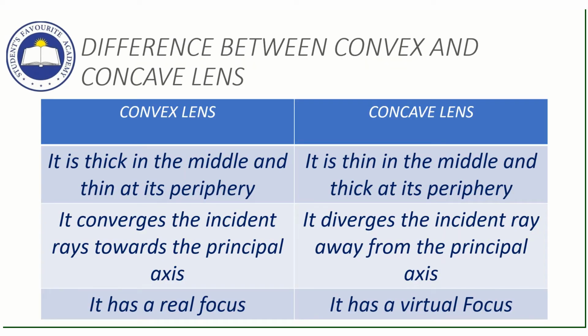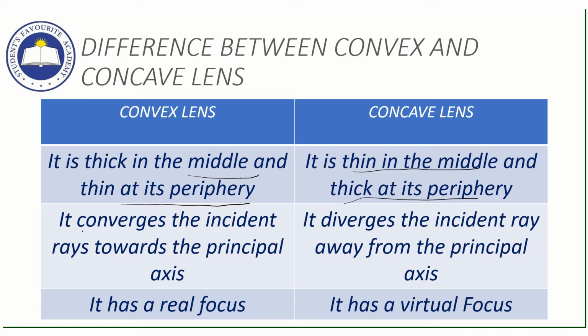Now differences between concave lens and convex lens. In case of a convex lens, it is thick in the middle and thin at the periphery. It is thick in the middle because it is bulging. Concave, it is thin in the middle and thick at the periphery.